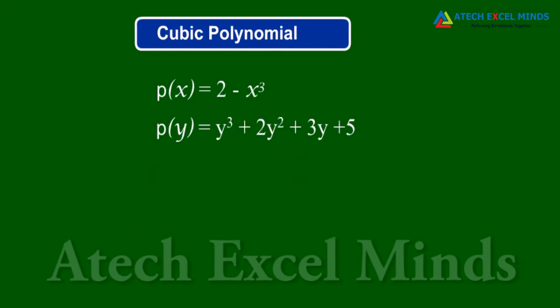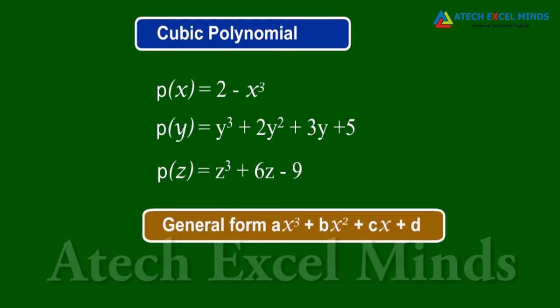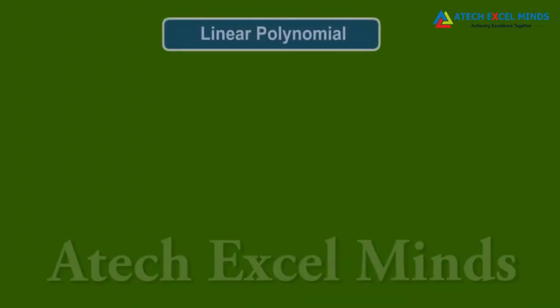A polynomial of degree 3 is called cubic polynomial. These are some examples of cubic polynomial. Its general form is ax cube plus bx square plus cx plus d. This is the general form of a linear polynomial.